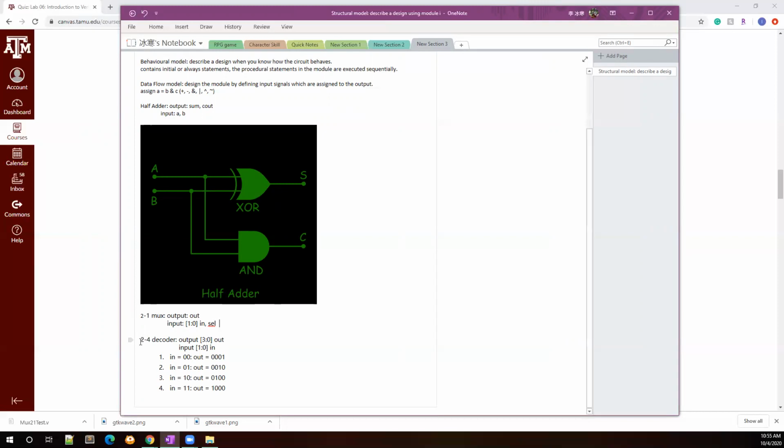And for the 2-to-4 decoder, the output is a 4-bit out. The input is a 2-bit in, and we need to use the behavioral model. In the behavioral model, if the input is 0, 0, the output is 0, 0, 0, 1. If the input is 0, 1, the output is 0, 0, 1, 0. And it continues following this logic.